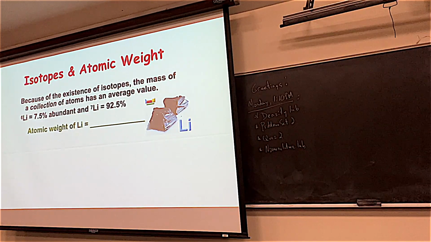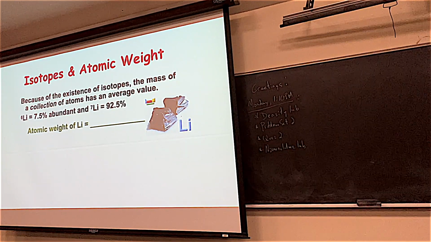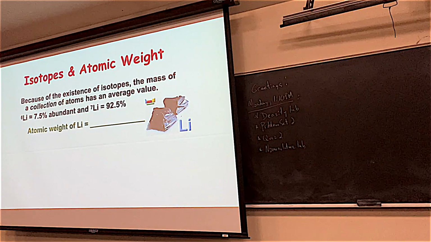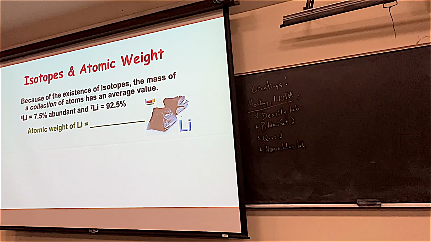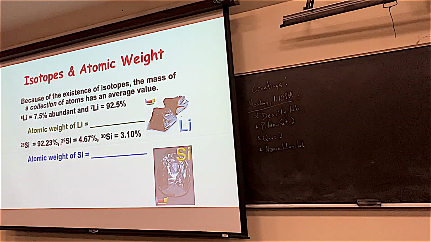So again, most of the time, roughly 9 out of 10 times, we would see lithium 7. About 1 out of 10 times, we'd see lithium 6. But we very rarely deal with individual atoms. We're mostly dealing with huge, huge numbers at one time. That's where that 6.941 comes from. You can do it for more than one isotope. Silicon has 3 main isotopes, all right?